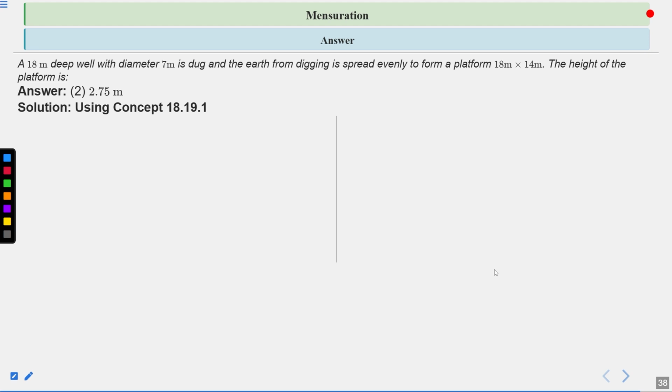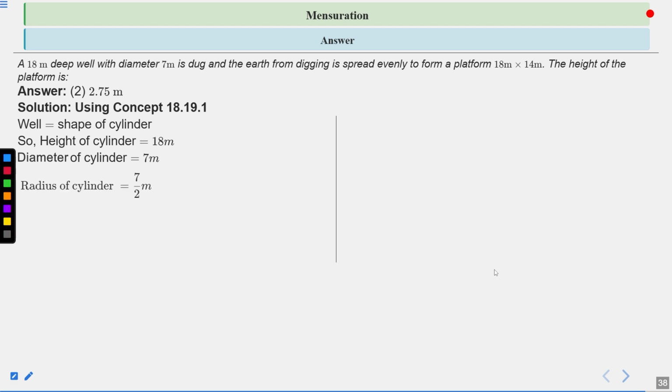Now see the detailed solution using concept 18.19.1. The shape of the well will be a cylinder. The height of the cylinder is 18 meter. The diameter of the cylinder is given, which is 7 meter, so the radius of the cylinder will be 7 by 2. The volume of the well will be pi r square into h. Put the values: 22 by 7 into 7 by 2 into 7 by 2 into 18. When we calculate it, we get 11 into 7 into 9.